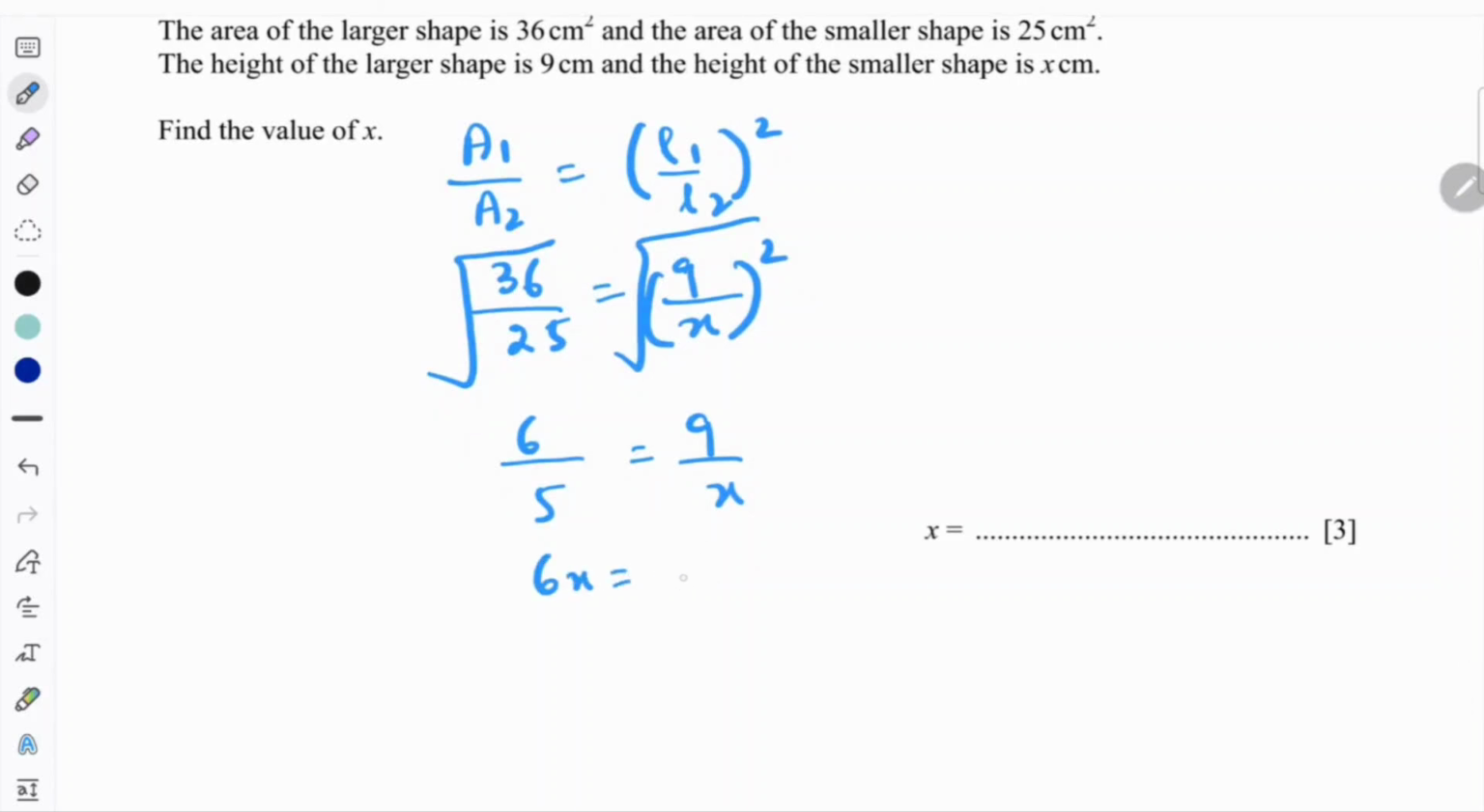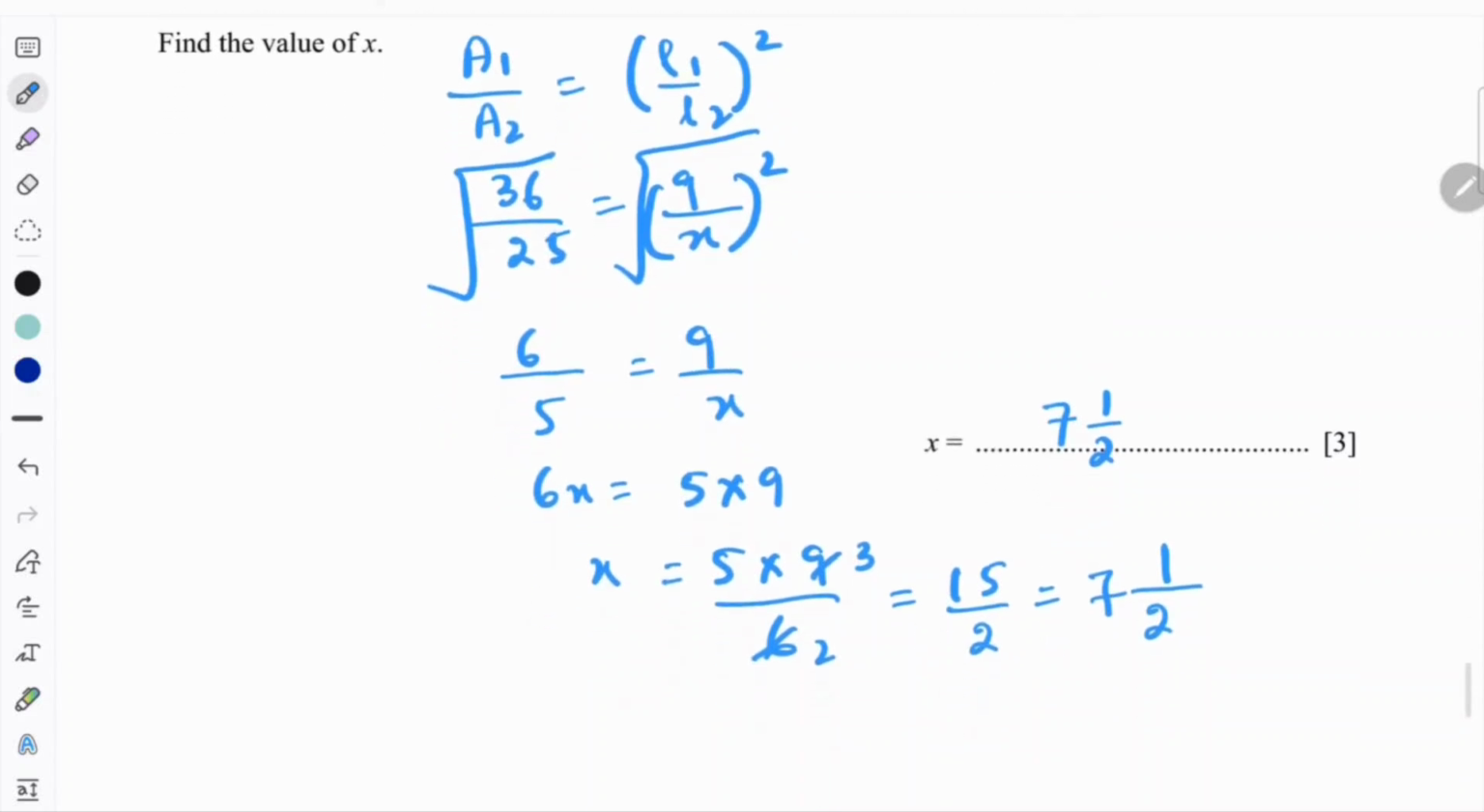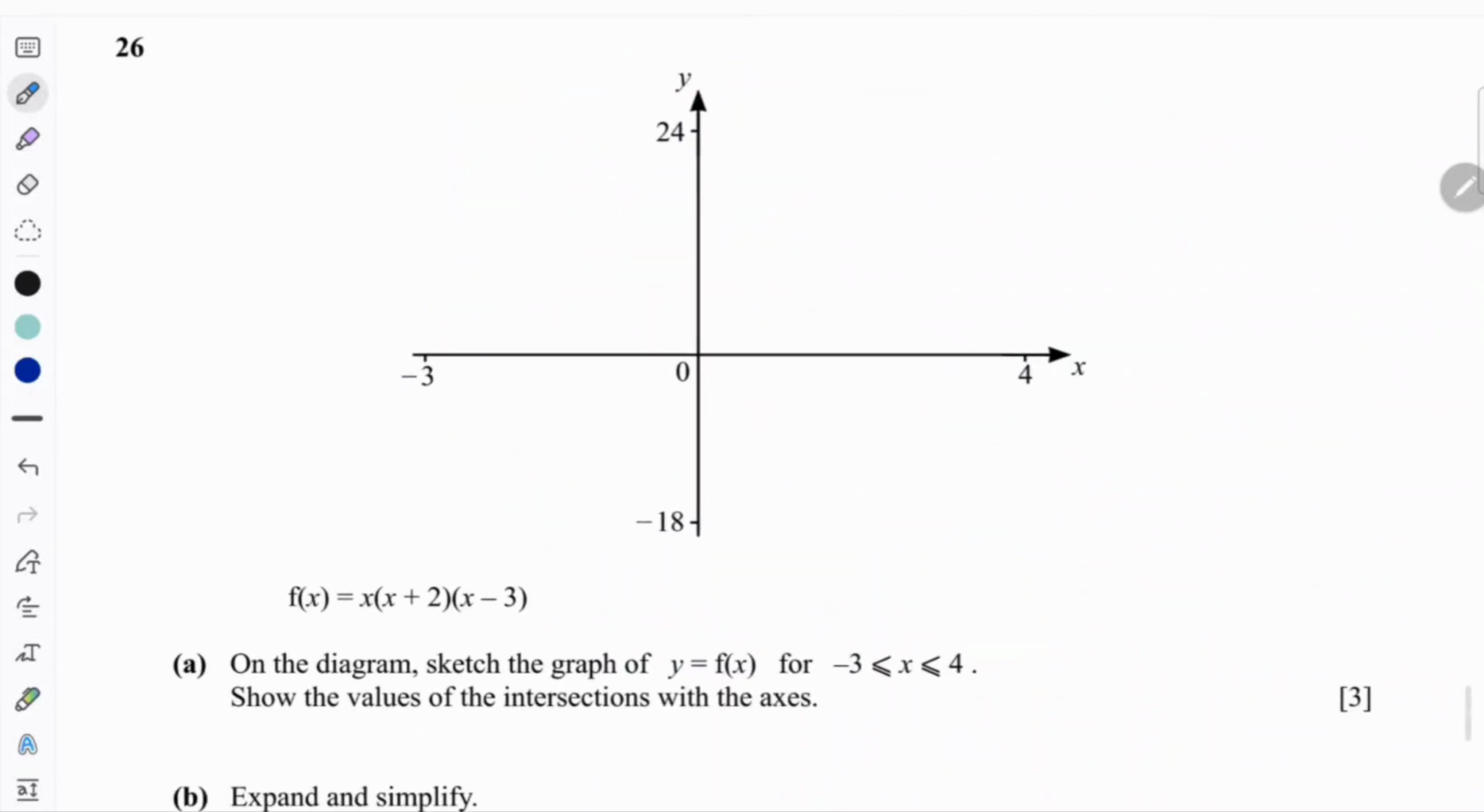So either you can write 5 into 9 over 6. So 3 times 2 is 6, 3 3s are 9, 15 upon 2, which is 7 whole 1 upon 2 or 7.5, whatever. That is the height of the smaller shape. Okay. Alright, now f(x) is equal to x times (x plus 2) and (x minus 3).